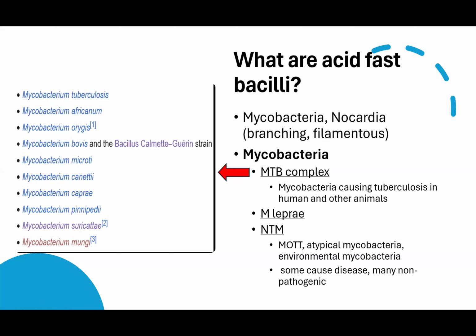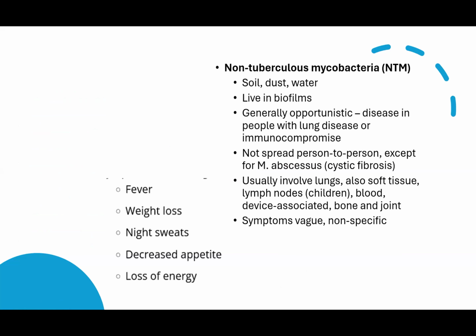You might have heard of them being called atypical mycobacteria or environmental mycobacteria. Some cause disease, but many are non-pathogenic, and many are only pathogenic in immunocompromised patients. NTMs are ubiquitous in soil, dust, and water, and they also can create a biofilm and make them quite difficult to remove, so they live happily in biofilms. And they're generally opportunistic, so they cause disease in people with lung disease or who are immunocompromised.